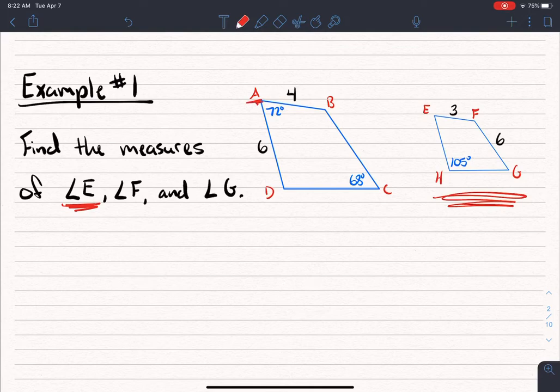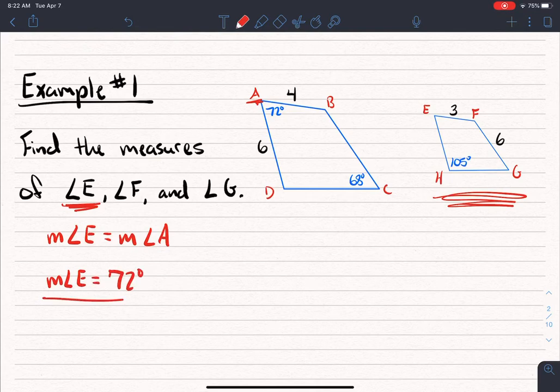Therefore, the measure of angle E is equal to the measure of angle A, and we know what the measure of angle A is. So the measure of angle E is equal to 72 degrees, and this is my final answer. If I look at F, the measure of angle F has got to be... well, I don't know what B is. How am I supposed to do F? Let's come back to that one in a second, and let's get to the measure of angle G.